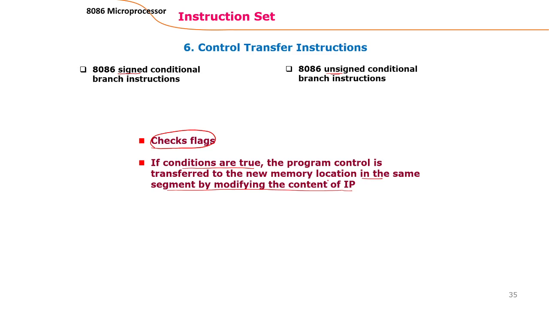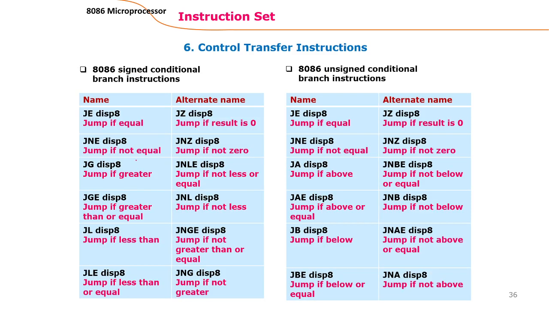So in case of conditional branch instructions, it will go for checking, and after checking, if the condition is true, it will switch to the next memory location by changing the value of the instruction pointer, the IP register. There are different control transfer instructions with signed conditional branch instructions, and some unsigned conditional branch instructions.